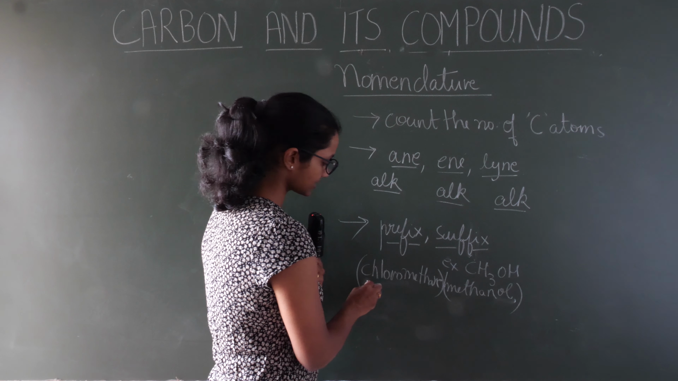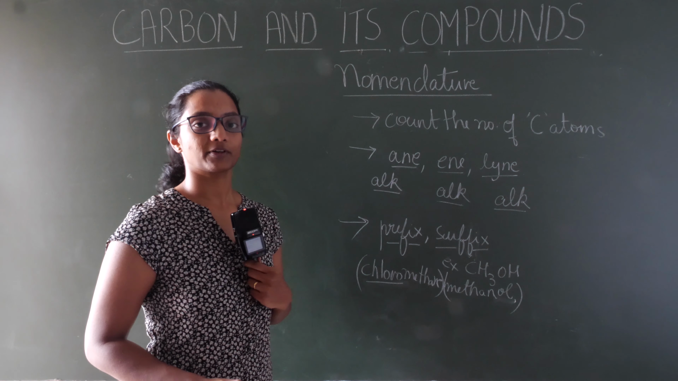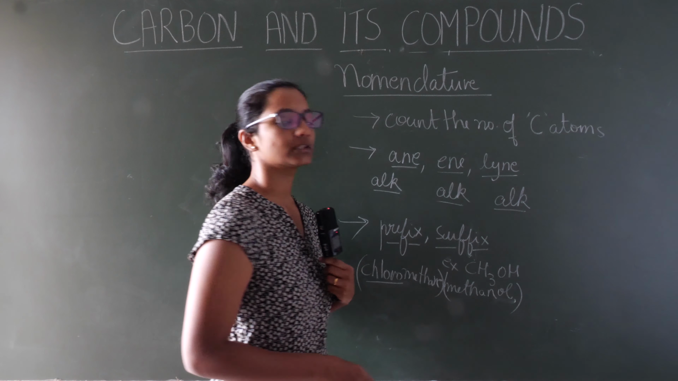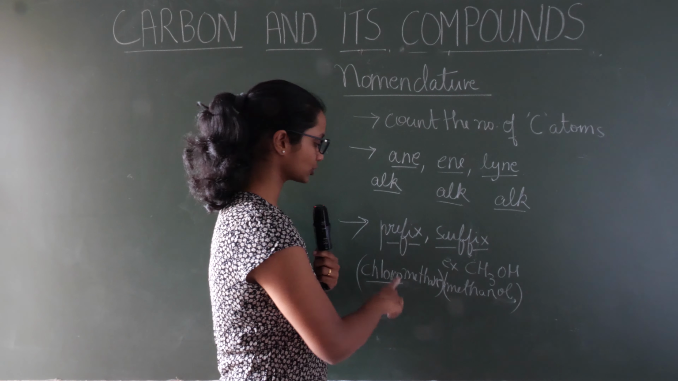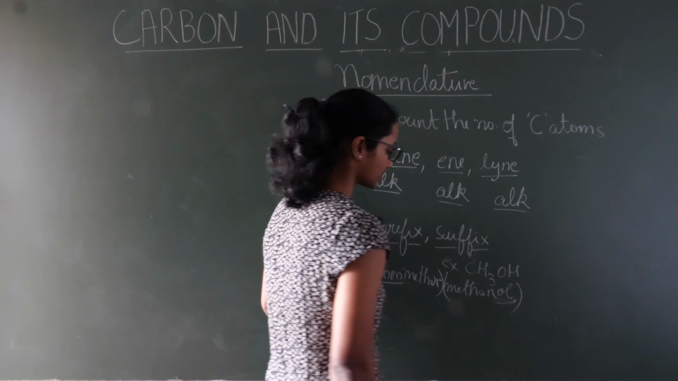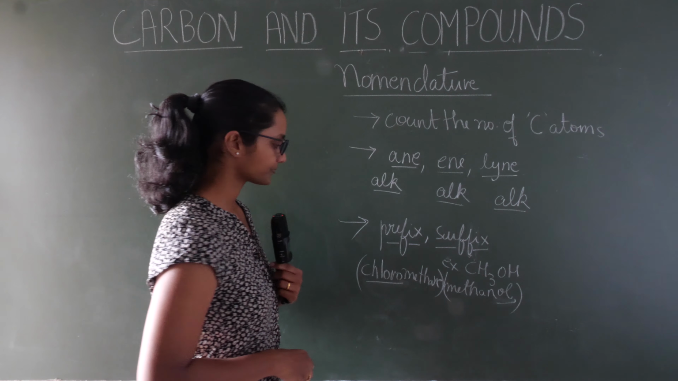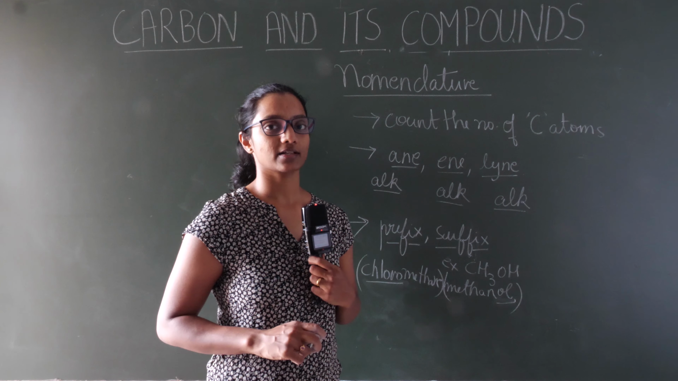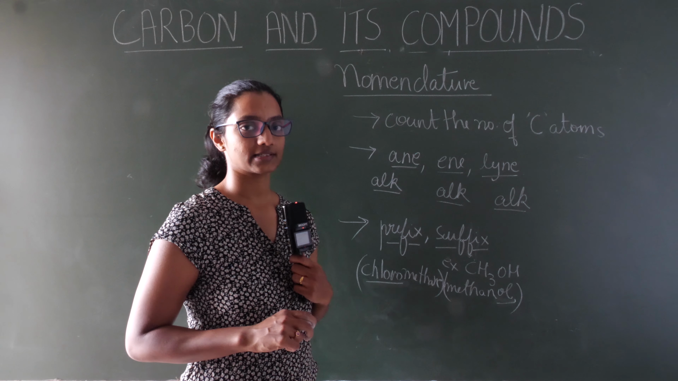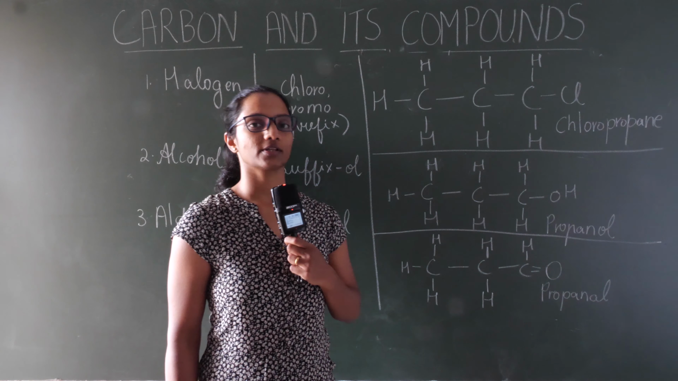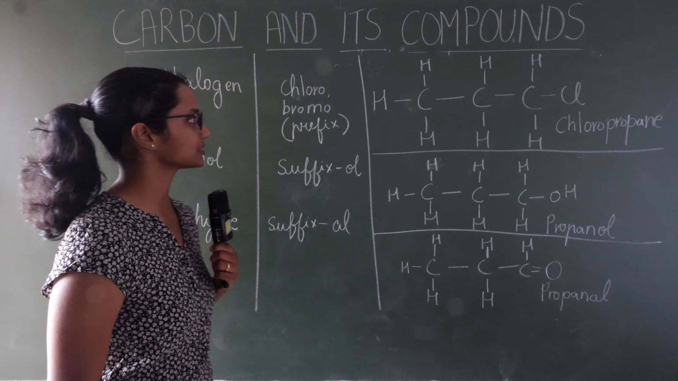So here it is as a prefix, before the compound methane, so it's chloromethane, and here it is as a suffix, which is methanol, alcohol attached to methane, methanol. So now I will just state some examples, so you will get a thorough understanding of the naming of these carbon compounds. So let's have a look at some examples.